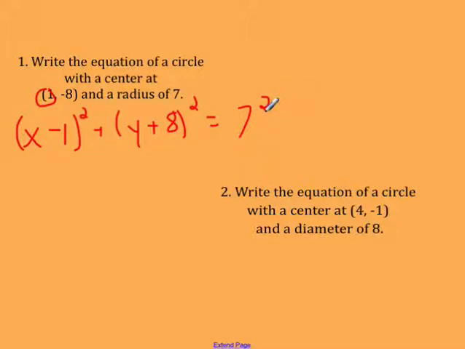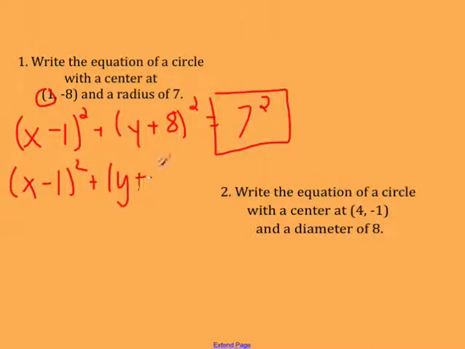So there's only one more thing I need to do, and that's to actually square out the radius. So I'm going to keep this as x minus 1 squared, this as y plus 8 squared, and then that's going to be equal to 49. All right, next let's take a look at number 2.